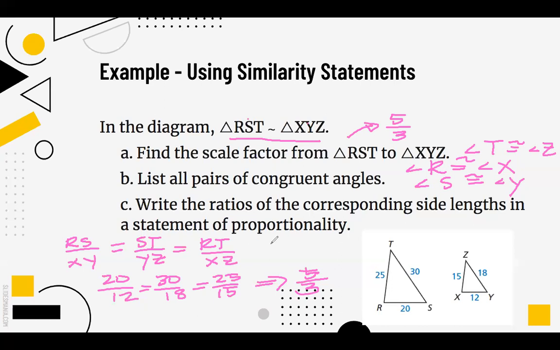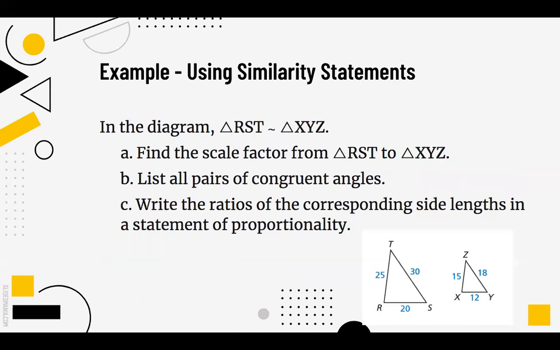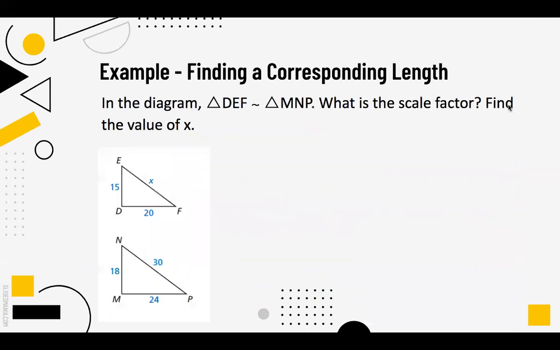Anybody else have any questions? All right. Okay, so in this diagram, triangle DEF and triangle MNP, what's the scale factor? Find the value of X.